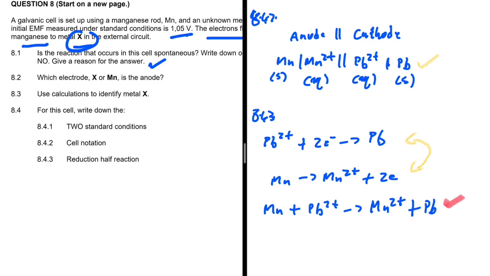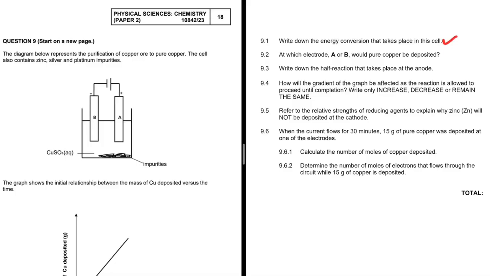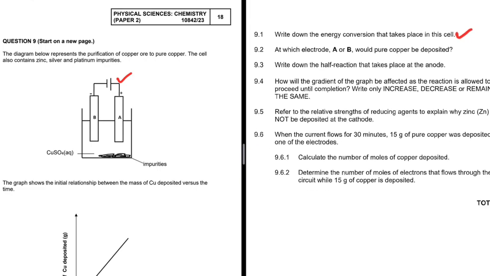But anyway, next. Write down the energy conversion that takes place in this cell. It is an electrolytic cell. So we have electrical energy to chemical energy. We can also see that by the presence of a power source, we have electrical energy being supplied to the cell. And that electrical energy is then converted to chemical energy. 9.1 done, let's take a look at 9.2.